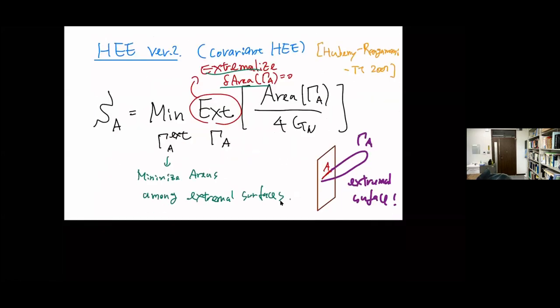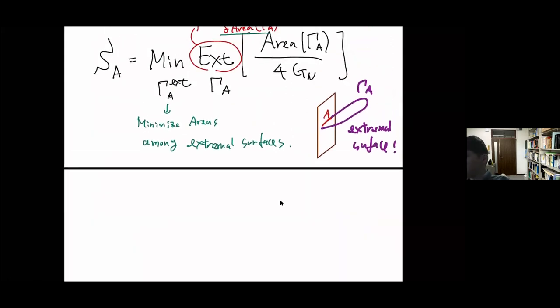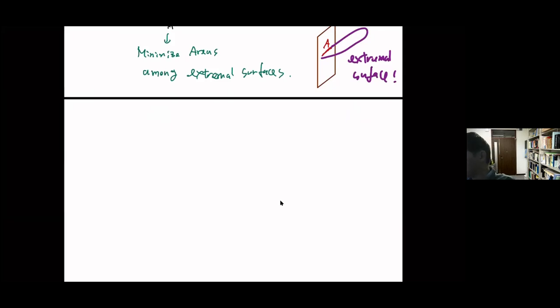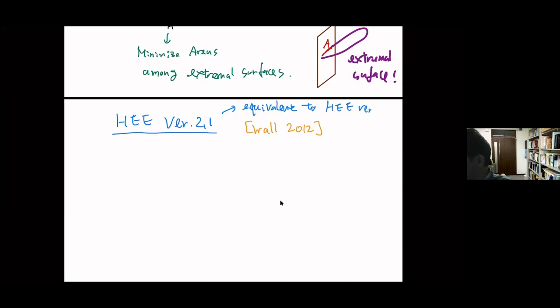So this is the covariant formulation. But actually, for the covariant formulation, there is an equivalent but different formulation. This is HEE version 2.1, formulated by Aron Wall. This is equivalent to HEE version 2. But this is more difficult to calculate, though easier for proving some theorems. It is the opposite: I will first take the minimum and later the maximum.